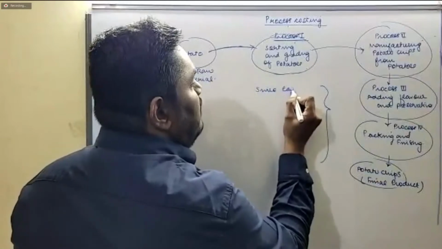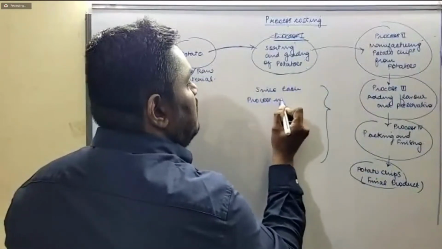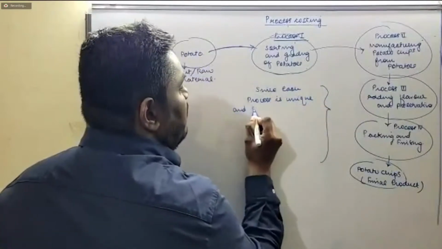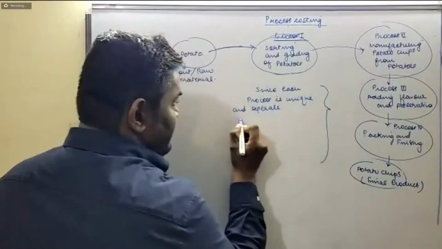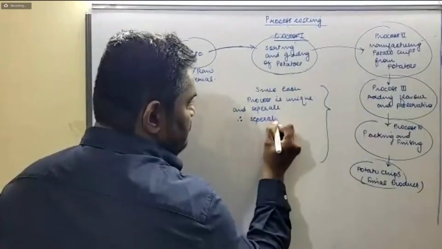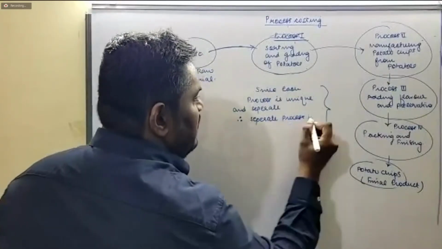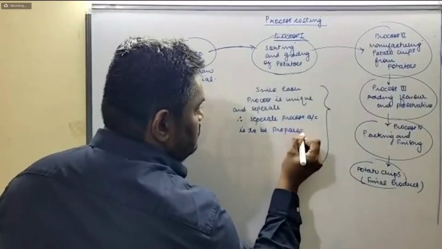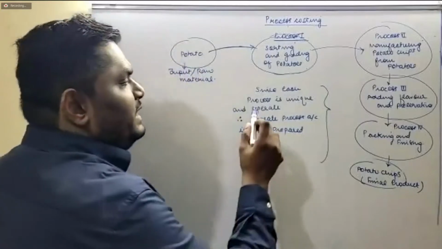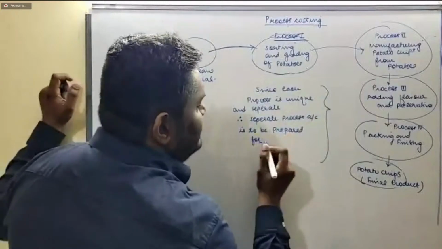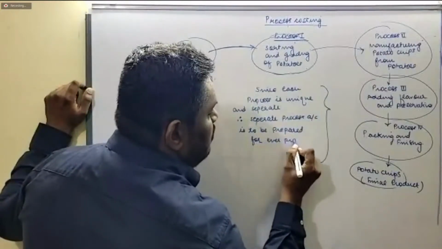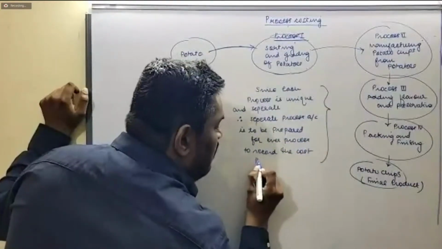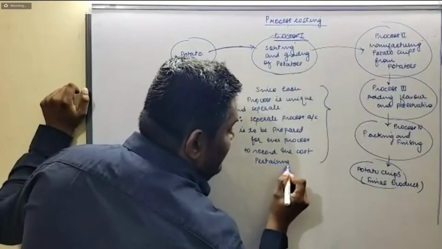Since each process is unique and separate, therefore a separate process account is to be prepared for every process to record the cost pertaining to the process.